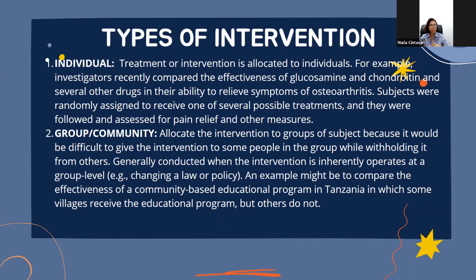The second type of intervention study is a group or community intervention study. It allocates the intervention to a group of subjects because it would be difficult to give the intervention to some people in the group while withholding it from others. Generally, this is conducted when the intervention inherently operates at a group level, for example, changing a law or policy. An example of community intervention studies might be a comparison between the effectiveness of a community-based educational program in Tanzania, in which some villages receive an educational program, but others do not.